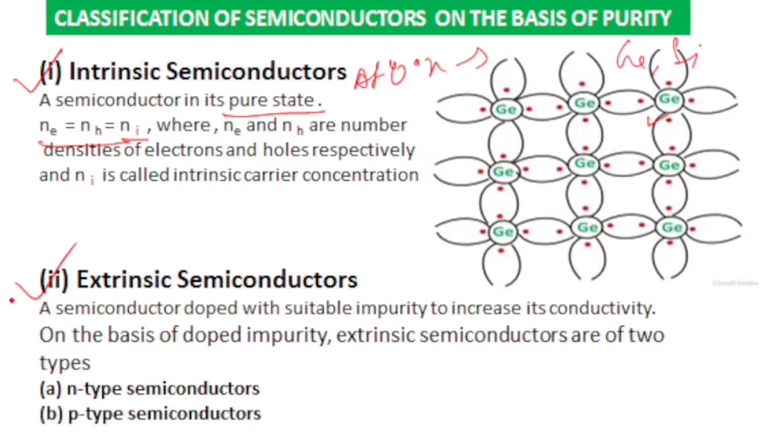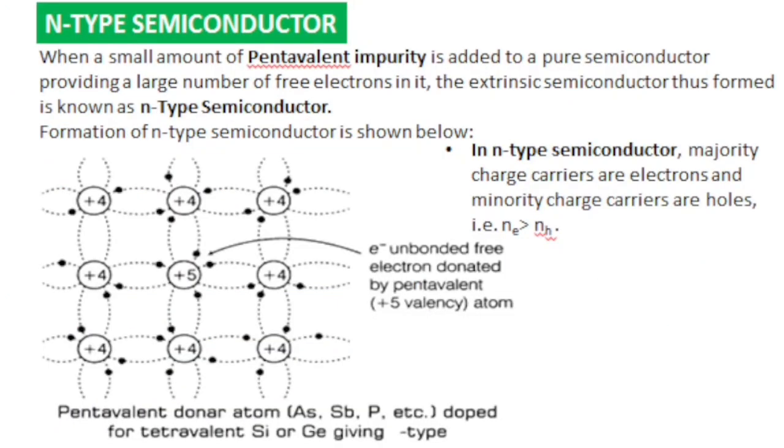What is an extrinsic semiconductor? Because at 0 degree Kelvin an intrinsic semiconductor behaves like an insulator, to increase its conductivity, some doping is done. So a semiconductor doped with a suitable impurity to increase its conductivity is called an extrinsic semiconductor. And on the basis of the doped impurity, what type of impurity was added, these are of 2 types. One is N-type semiconductors, another one is P-type semiconductors. So first I am going to discuss N-type semiconductor, then after that P-type semiconductor.